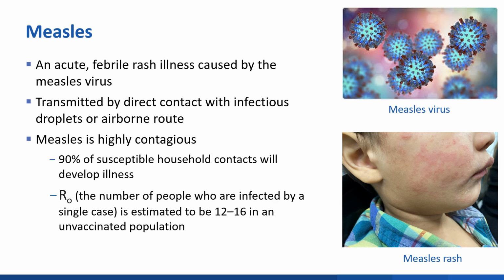And the estimated reproductive number, or R0, is 12 to 16 in an unvaccinated population, meaning that a measles case would be expected to result in 12 to 16 secondary cases if all contacts were unvaccinated.